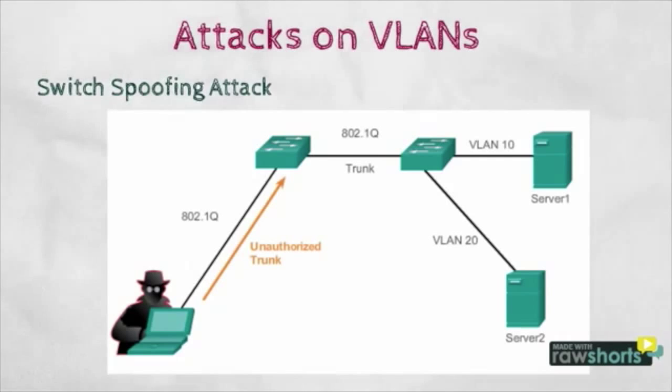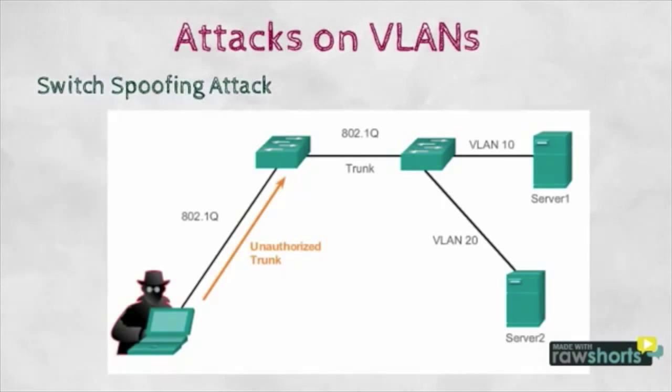The best way to prevent a basic switch spoofing attack is to turn off trunking on all ports, except the ones that specifically require trunking. On the required trunking ports, disable DTP and manually enable trunking.